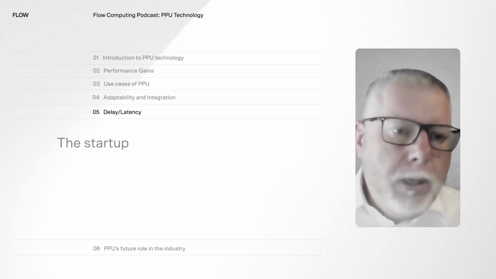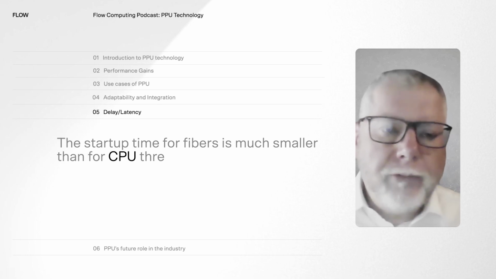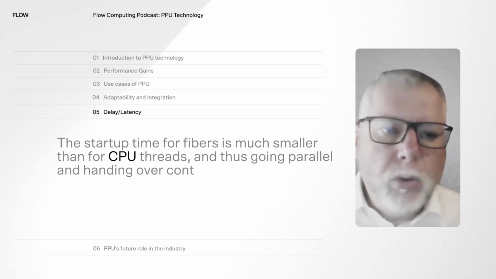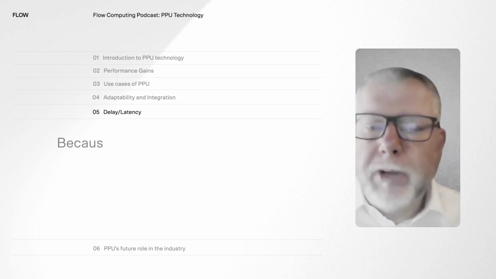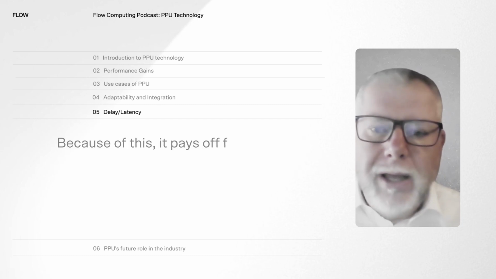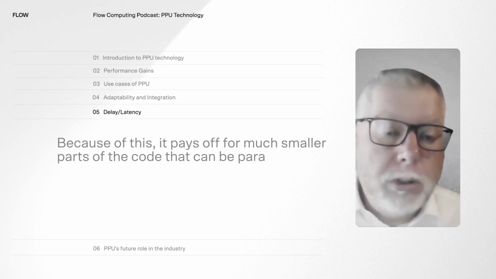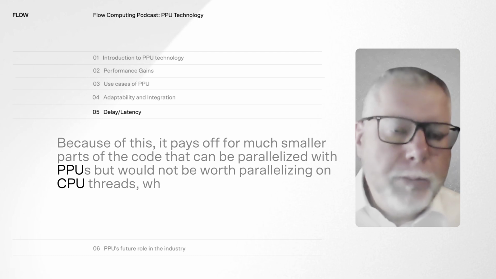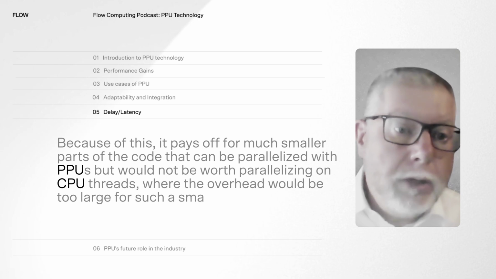So the startup time for fibers is much smaller than for CPU threads, and thus going parallel and handing over control to the PPUs will be much faster. As it is much faster, it pays off already for much smaller parts of the code that can be parallelized with PPUs but are not worthwhile to be parallelized on CPU threads, because there the overhead would be too large, given the small workload.